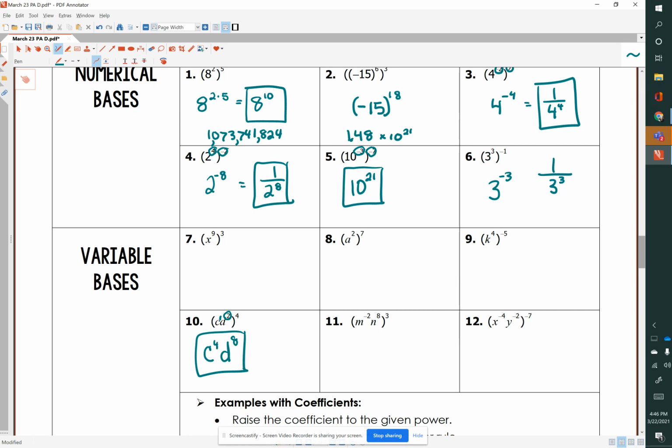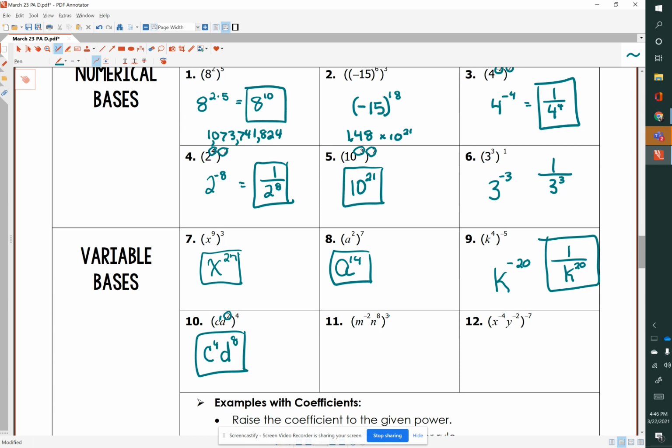So let's see, number 7, we have X, 9 being raised to 3. 9 times 3 is 27. And number 8, we have A, 2 times 7 is 14. So that's A to the 14th power. Number 9, we have K, and this time we have 4 times negative 5. That's going to be negative 20. But we're going to want to rewrite that as 1 over K to the 20th power.